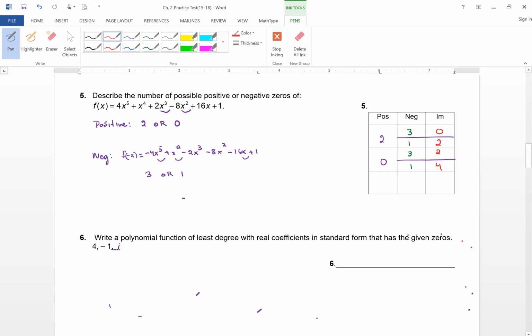So just make sure that the column for imaginaries only has even numbers or 0. You can never have 3 imaginary solutions or 5 imaginary solutions. They always come in pairs. All right? Questions?